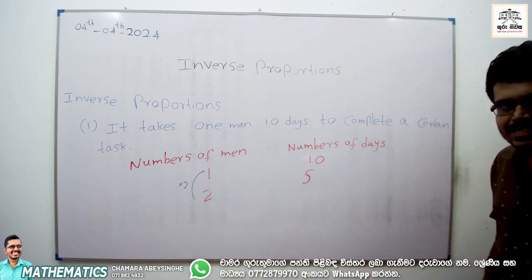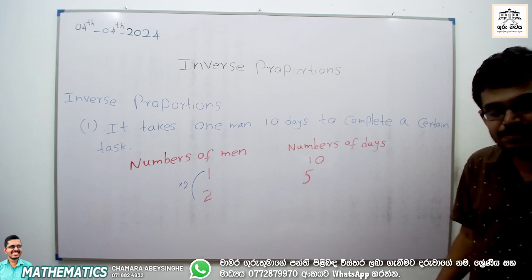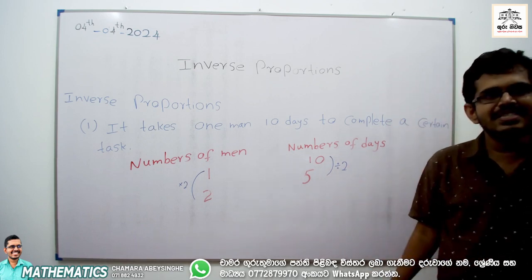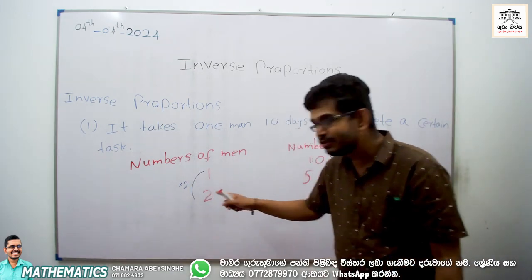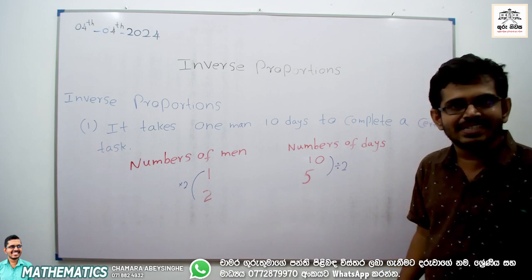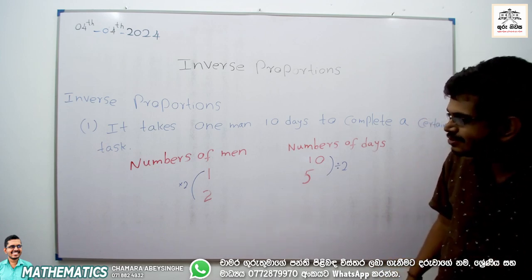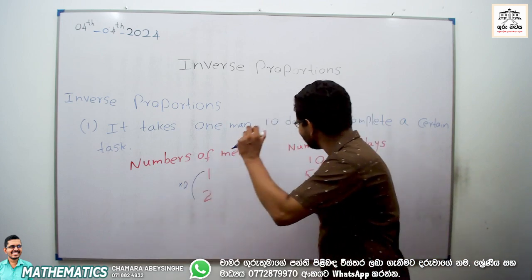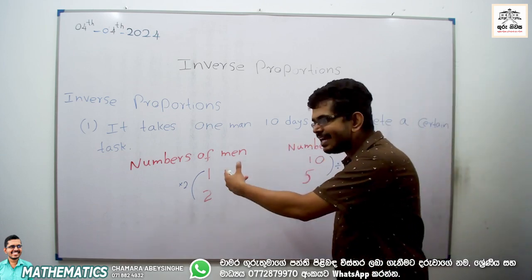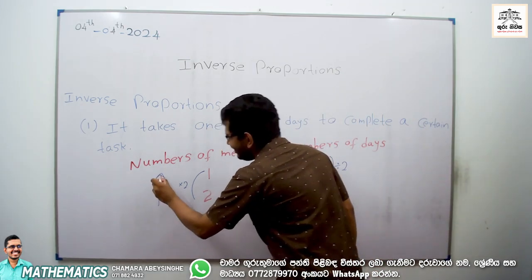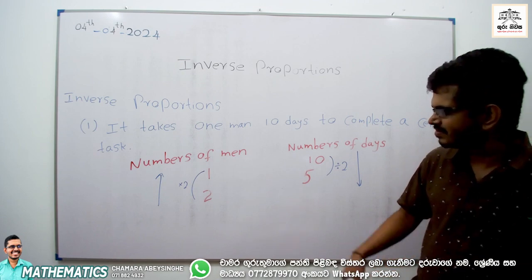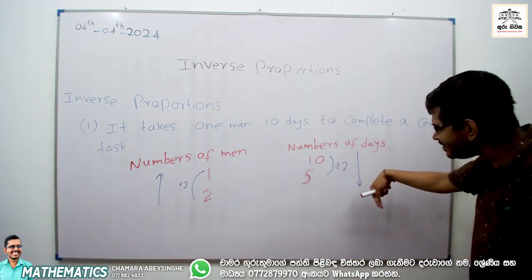But the number of days, what happened? 10 divided by 2, 5 is the answer. 1 times 2 is 2, and 10 divided by 2 is 5. When the number of men increases 2 times, the number of days decreases 2 times. මේ පැත්ත 2 times increase වෙනකොට පුතාලා මේ පැත්ත 2 times decrease වෙලා තියෙනවා. කියන්නේ divide වෙනවා කියන්නේ decrease වෙනවා.